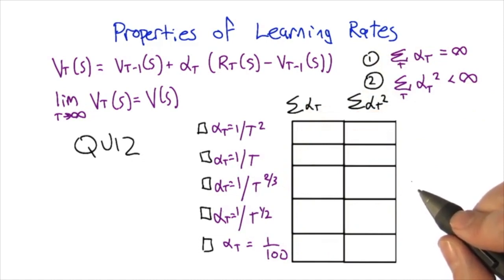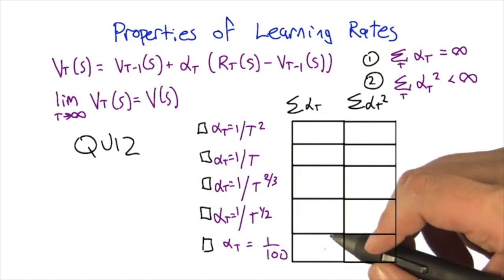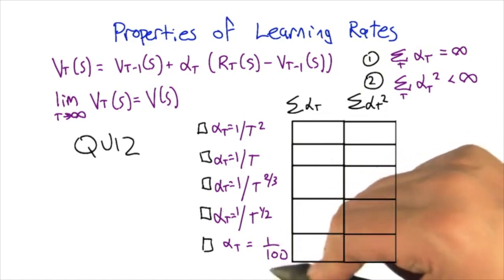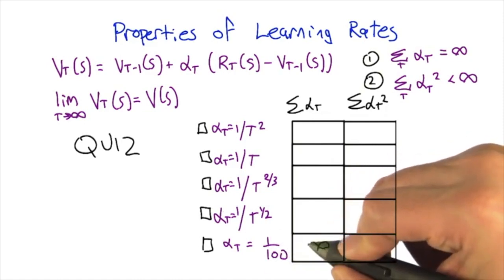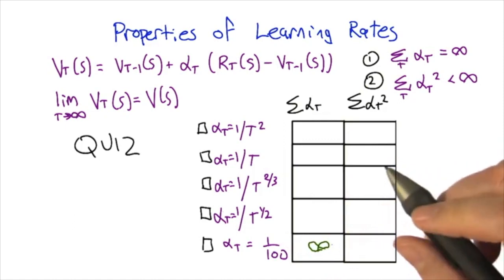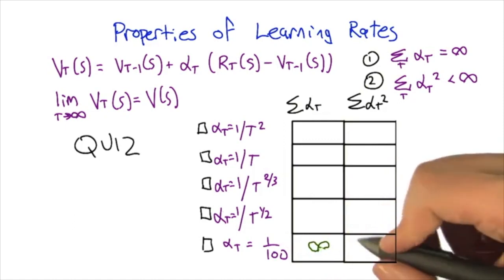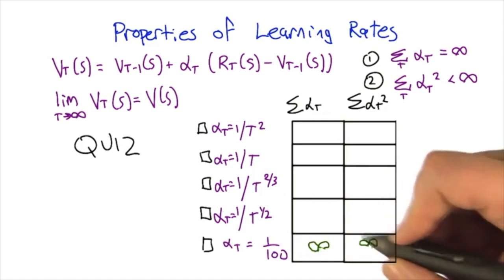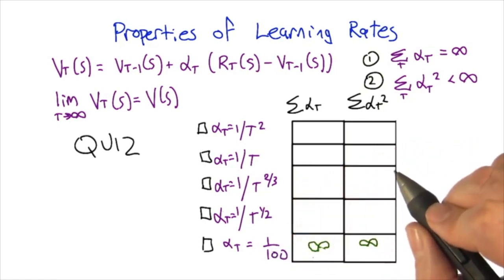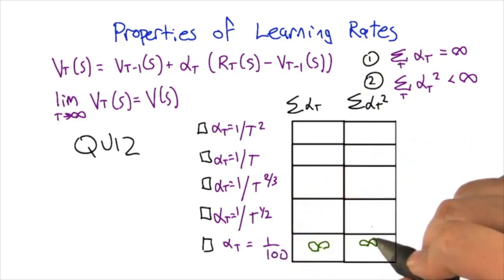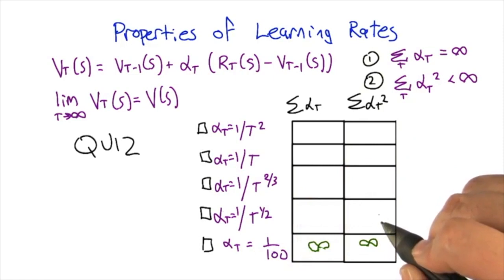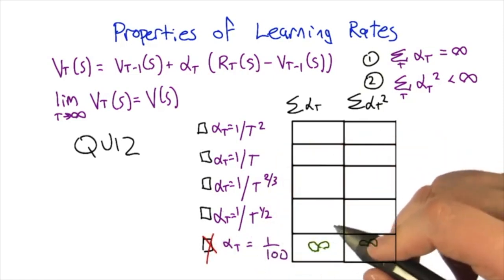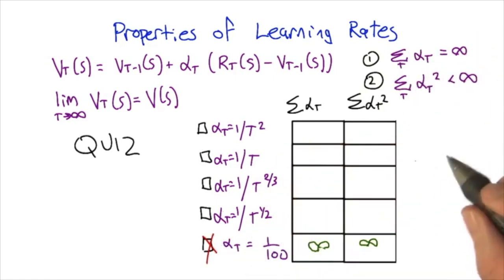Let's go ahead and get the easiest one out of the way first. I think 2 of them are equally easy. Let's do number 5. We know that the sum will be infinite because it's a constant. And the square of it is also just another constant, non-zero, so it's also going to be infinite. So what does that tell us about this learning rate? It says if your learning rate doesn't get smaller over time, then you're never going to converge. That's right. So this learning rate doesn't work as far as the theorem's concerned.